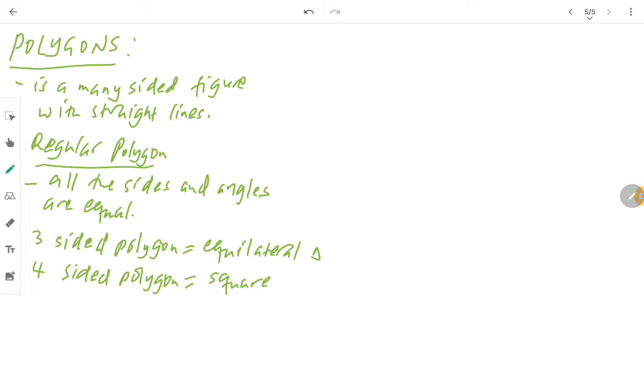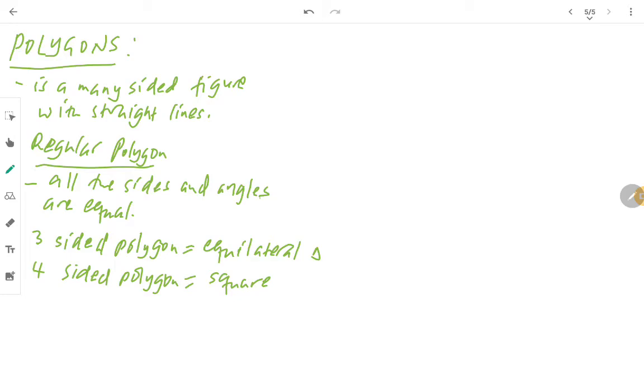But if I don't talk about regular polygons, we have different types of three-sided polygons. If it's not regular, we can also have an isosceles triangle, scalene triangle, all those different types of triangles that we can think of. But here I'm talking only about regular polygons. I want to concentrate mainly on regular polygons. So we have a four-sided polygon, which is a square.